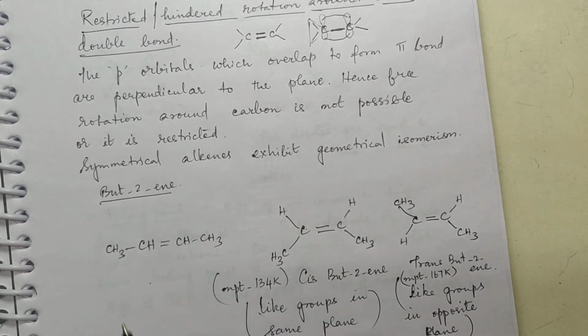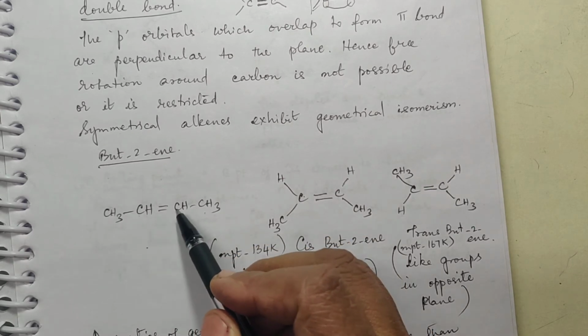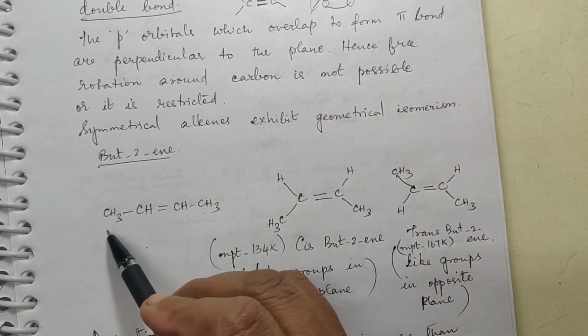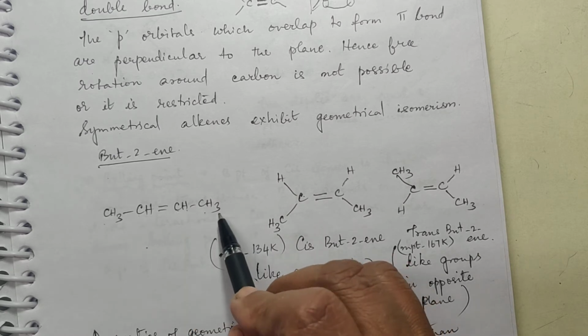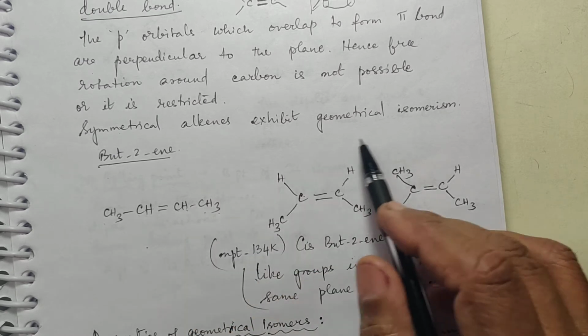Now in the case of 2-butene, this is the structure of 2-butene. So you have the double bonded carbon holding on to hydrogen and the CH3 group. And this carbon is also holding on to hydrogen and CH3 group. Now how can you write it?